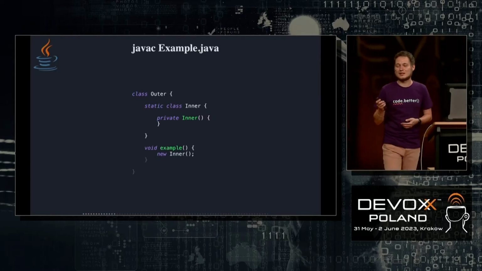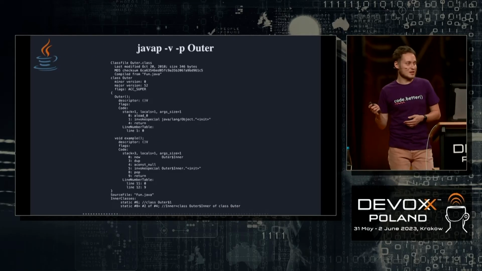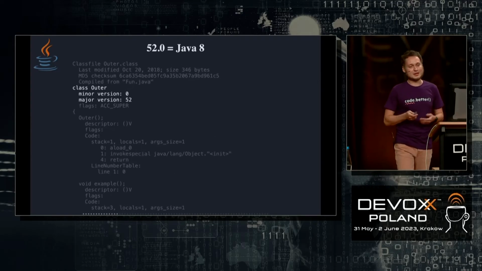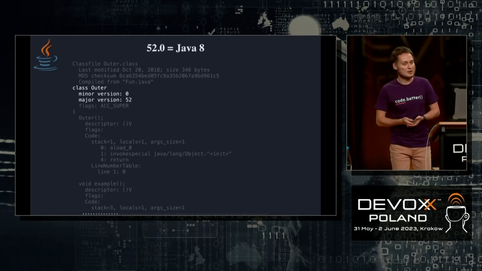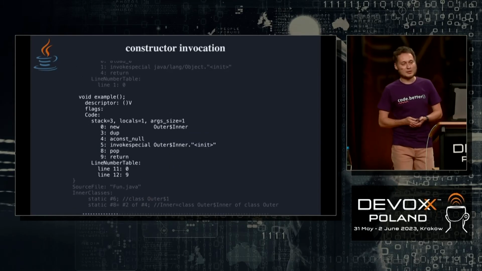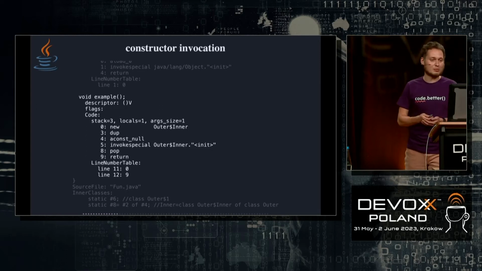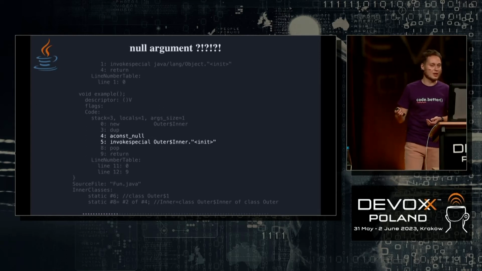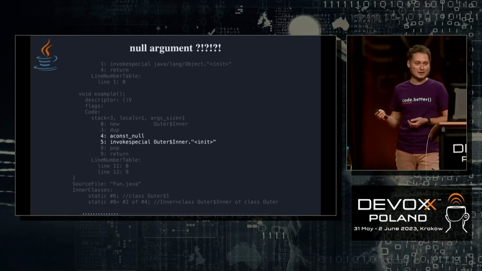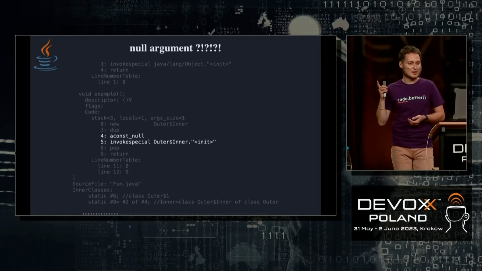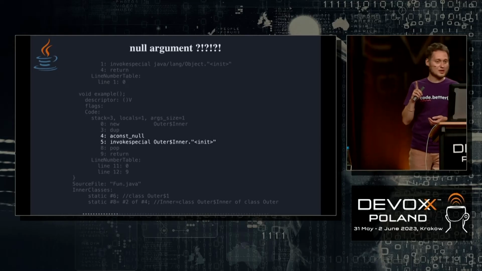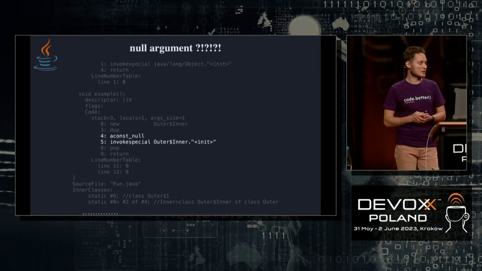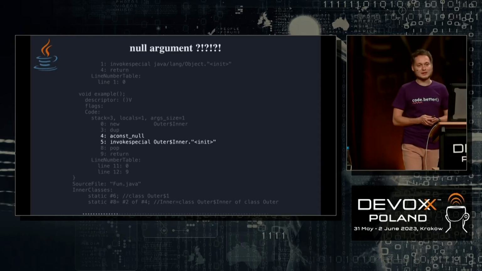Yes, it compiles. But okay, let's not guess, let's just have a look. javap -v -p Outer. What are we going to see in Outer? Again, I used my favorite Java, Java 8. It contains major version 52. Here is our method, which contains a constructor invocation. But what we could notice is that the constructor has one argument. Our constructor was not requiring any argument. And here we pass null to this constructor.